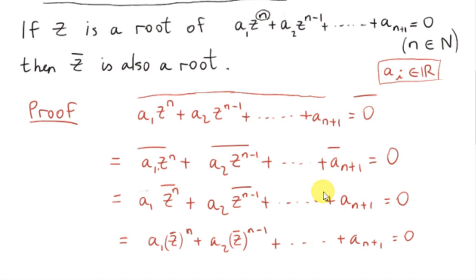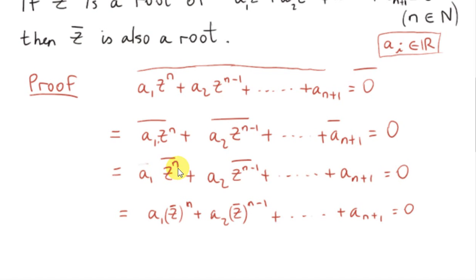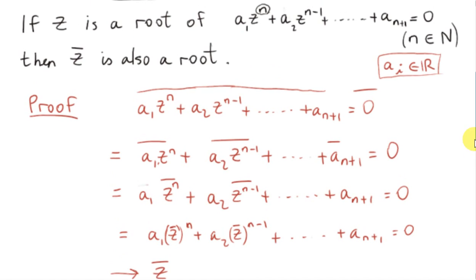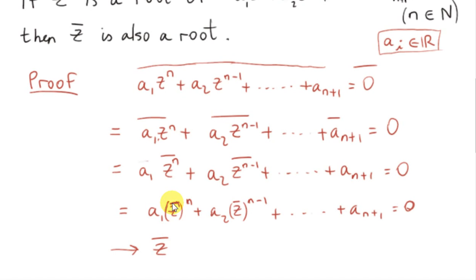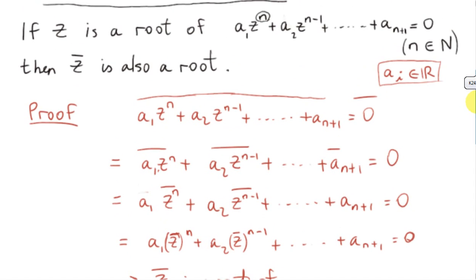Finally, we use the other property, that the conjugate of z to the power of n equals the conjugate of z, to the power of n. But you see now that this here is the same as the original equation, with z replaced by z bar. So here's the equation, and if you replace z by z bar, you'll get this equation here, and you see that it will all work out to 0. So that tells us that z bar is a root of this equation.